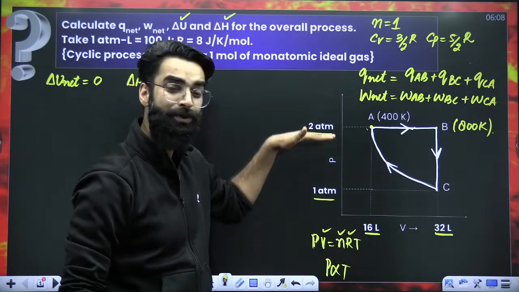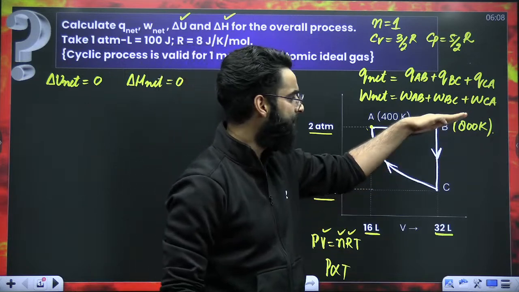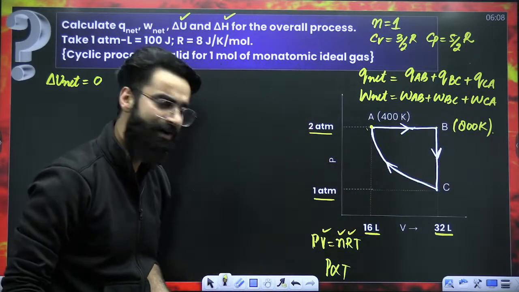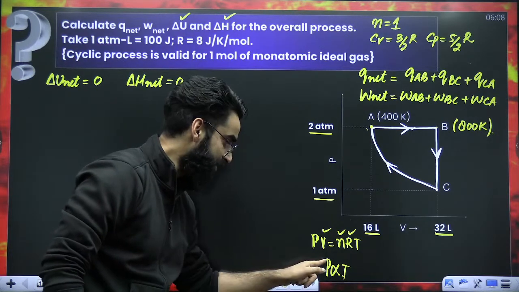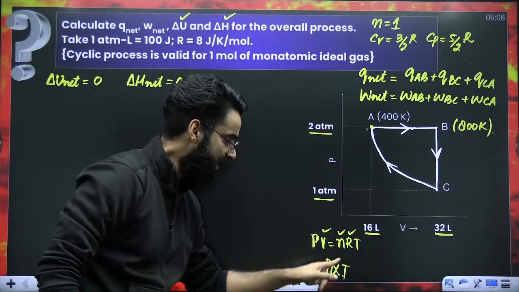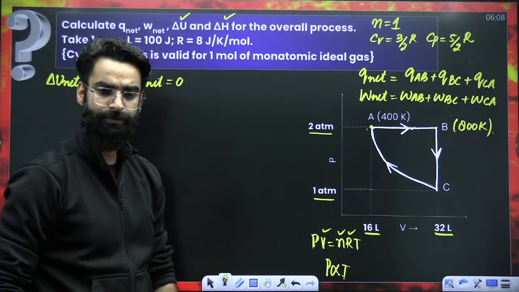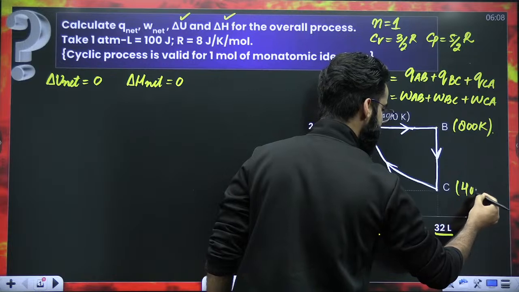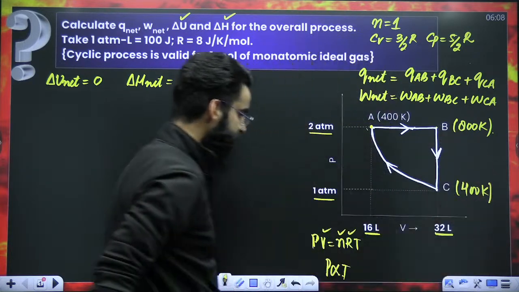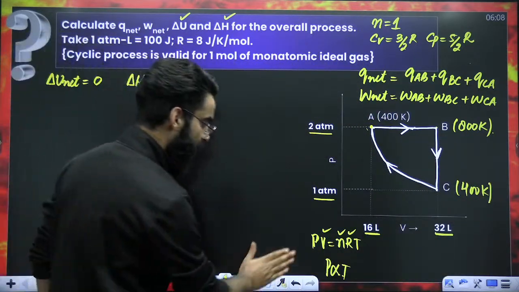If the pressure is reduced by half, can I say temperature will automatically reduce by half? Because pressure is directly proportional to temperature when volume is constant. If pressure becomes P by 2, that means temperature also has to become T by 2. So temperature over here was 800 Kelvin. So that means at point C, it has to be 400 Kelvin. Perfect. At point C, it has to be 400 Kelvin.